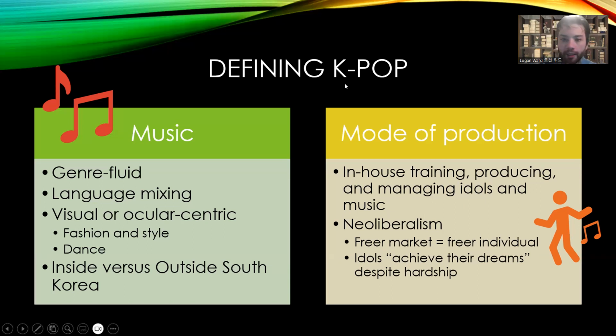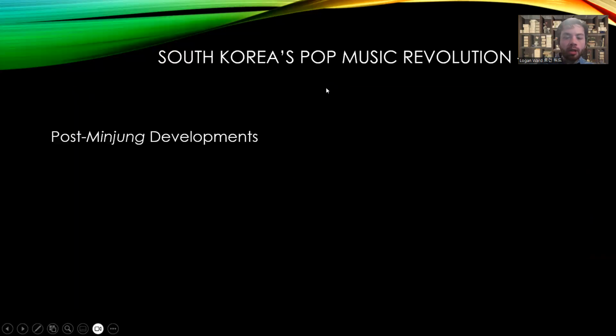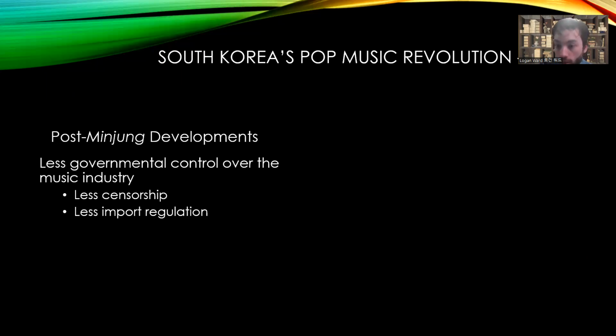So, how did we get here, though? Let's talk about this music revolution that happens in the 90s. No one really talks about this in the resources this week, but as you can imagine, this all really starts to come to the fore after Minjung, right? So Minjung led to democratization, which means that there became a lot less control over what was censored and allowed to be imported into Korea.